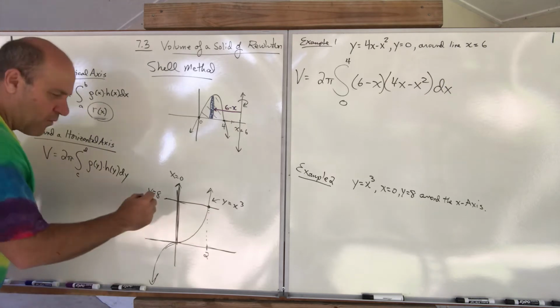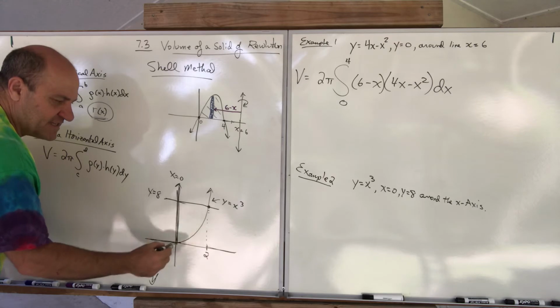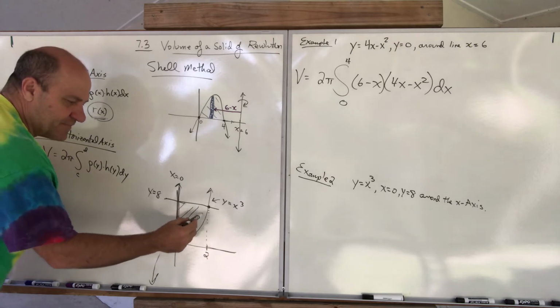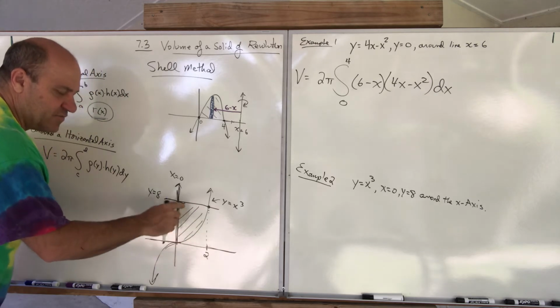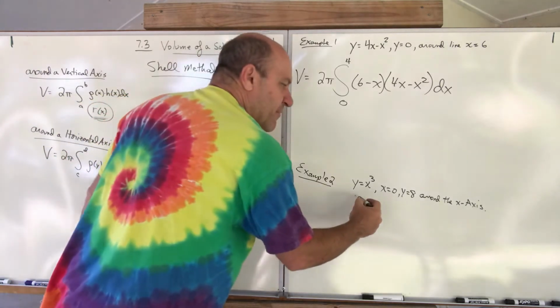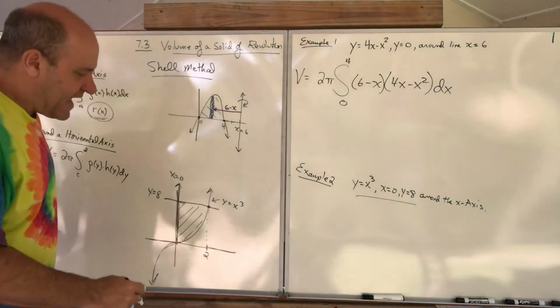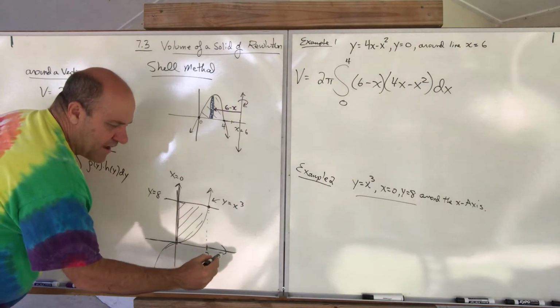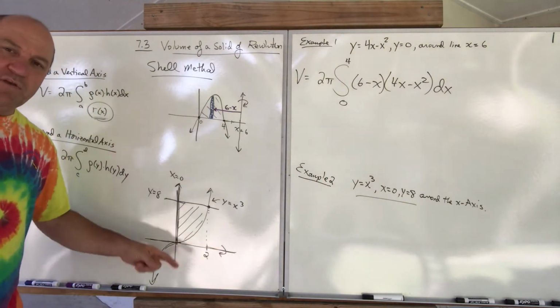So wait a minute. y equals 8, y equals x cubed, and x equals 0. So this is the region. Be careful. Sometimes people sketch the wrong region. That's not the region. This is the region. y equals 8, x equals 0, y equals x cubed are the boundaries. And then I'm going to take that region and spin it around the x-axis. Okay, spin it around the x-axis. All right, I can do that. We can do that.